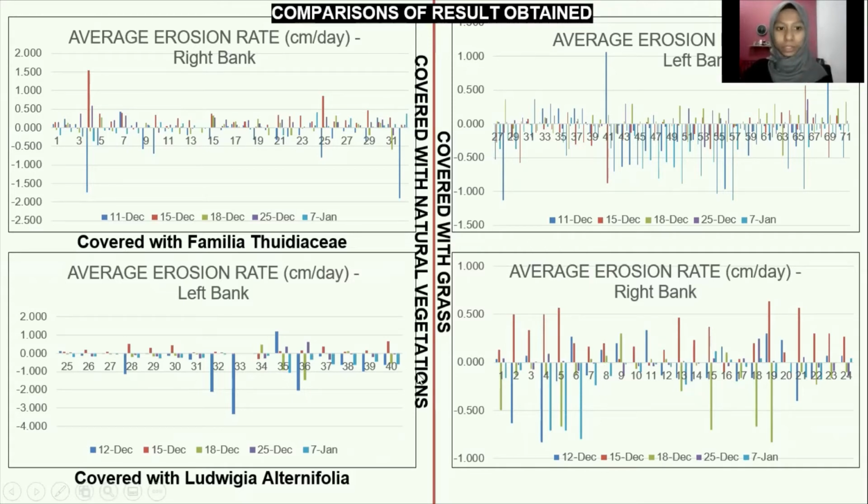As for the natural vegetation, there are 2 types that have been determined at the site, which are familiar to decay and the Ludwigia alternifolia.